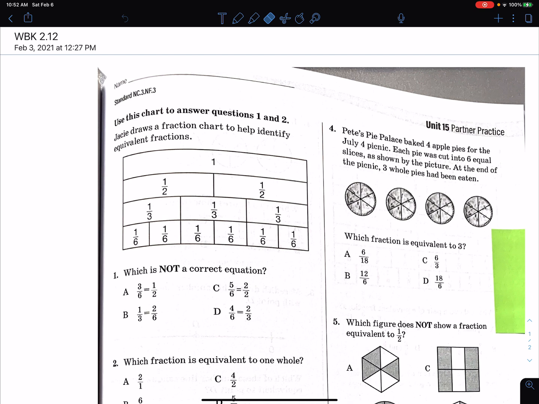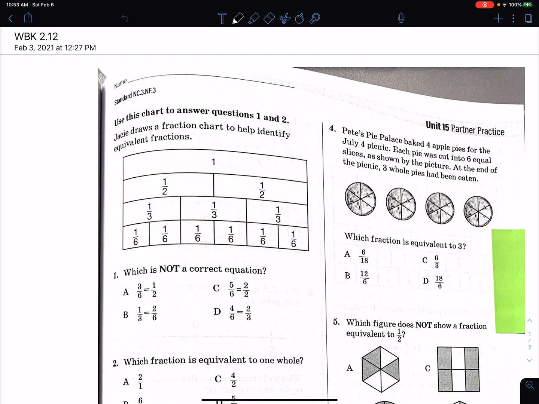Alright, so let's get started. So, looking at this first one, JC draws a fraction chart to help identify equivalent fractions. So I want to know which is not a correct equation. So I'm looking for the wrong one. Okay, so using this chart, let's look at letter A.